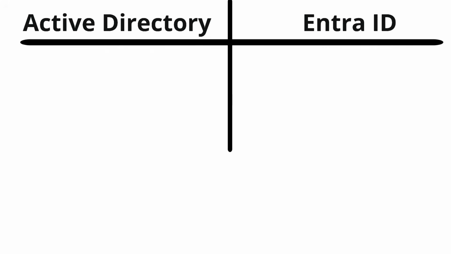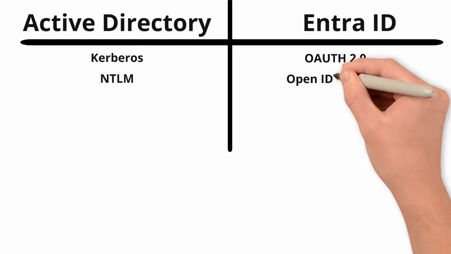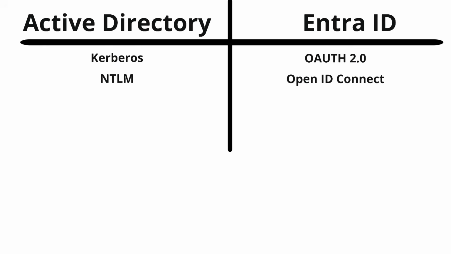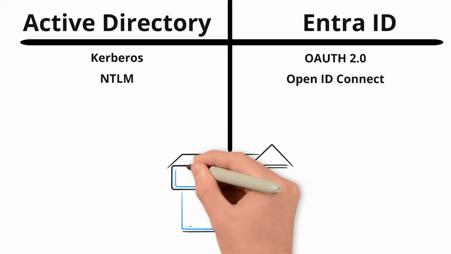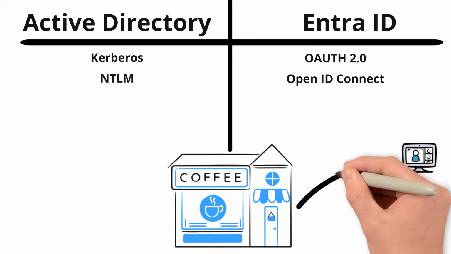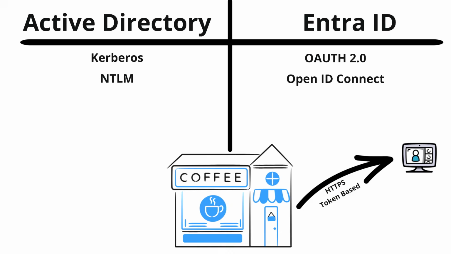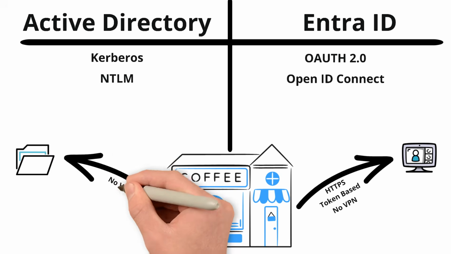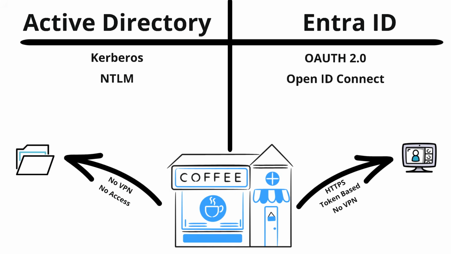Authentication. AD uses Kerberos and NTLM. Entra uses OAuth 2.0 and OpenID Connect. Here's what that looks like in practice. A user sits down at a coffee shop and opens their laptop. With Entra ID, they authenticate to Teams over HTTPS. Token-based, no VPN needed. Now, ask that same user to access a file share on your on-premise server. Without a VPN, they can't reach the domain controller. Kerberos doesn't work over the open internet. Same user, same device, two completely different authentication paths.